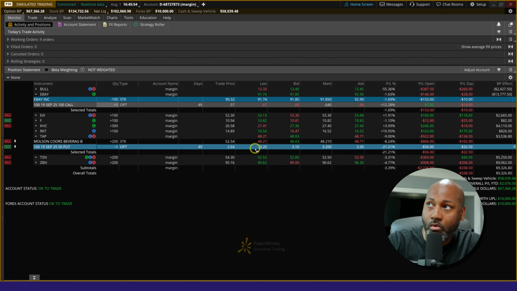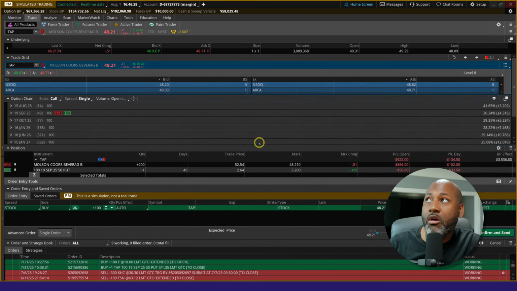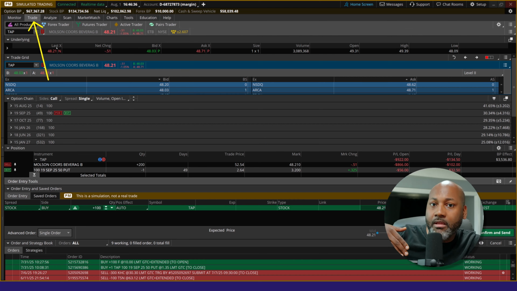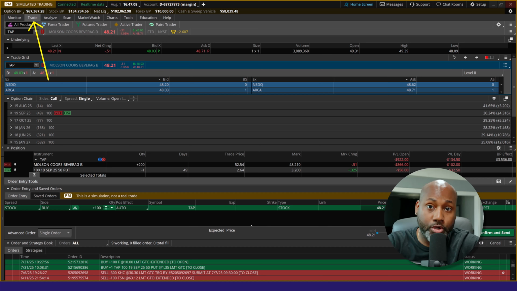If we were to click on last, bid, or ask, it will open up an order. And it also takes us over to the trade tab. So now we're no longer on the position statement, and it opens up an order window for you to be able to tell the broker what you want to do. Do you want to purchase? Do you want to sell? How much? What? Et cetera, et cetera.